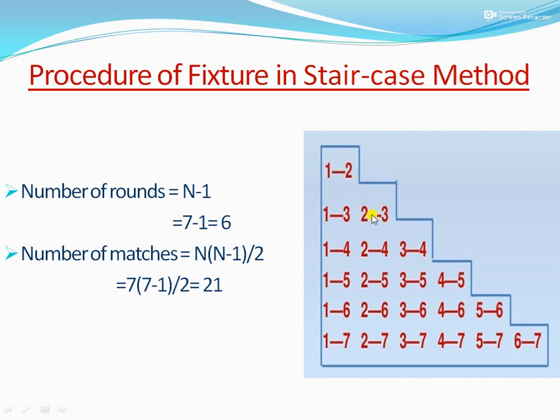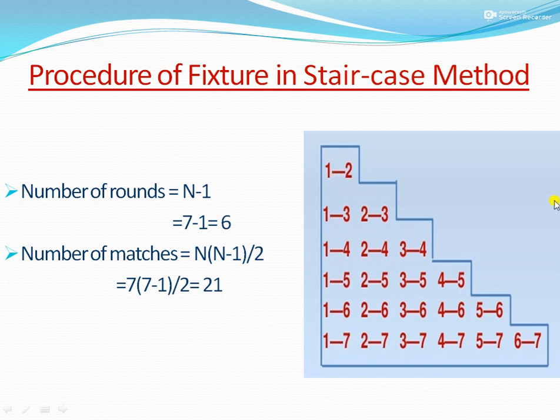We will mention 2 with 3, 2 with 4, 2 with 5, 2 with 6, 2 with 7. In the same manner, we keep doing this. At the last, 6 will play with 7. In this manner, every team gets a chance to play with every other team, right? And if you count the number of matches, the number of matches will be 21.